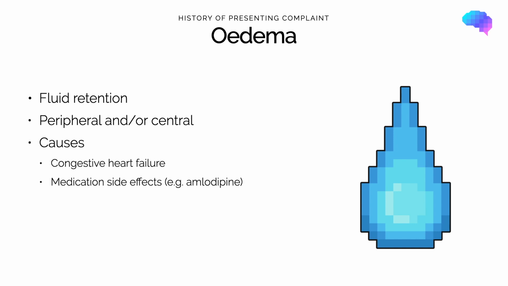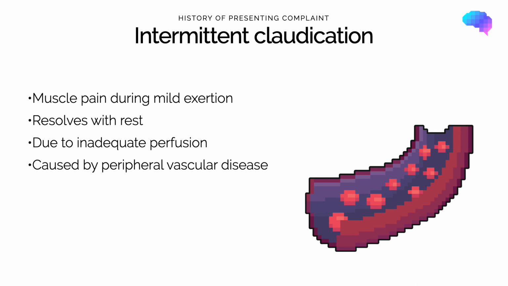Patients with pulmonary edema often present with shortness of breath, a rattly chest, and reduced exercise tolerance. Pulmonary edema is typically caused by left ventricular failure, whereas right ventricular failure typically causes peripheral edema. Intermittent claudication refers to muscle pain that develops during mild exertion and resolves with rest. And this occurs because of inadequate perfusion to the affected muscle groups as a result of peripheral vascular disease.